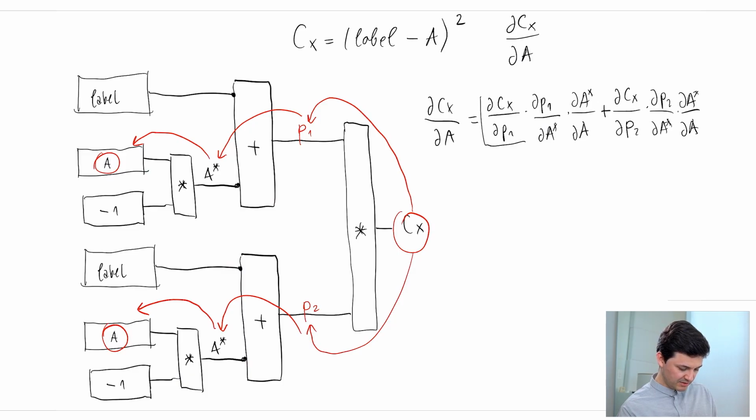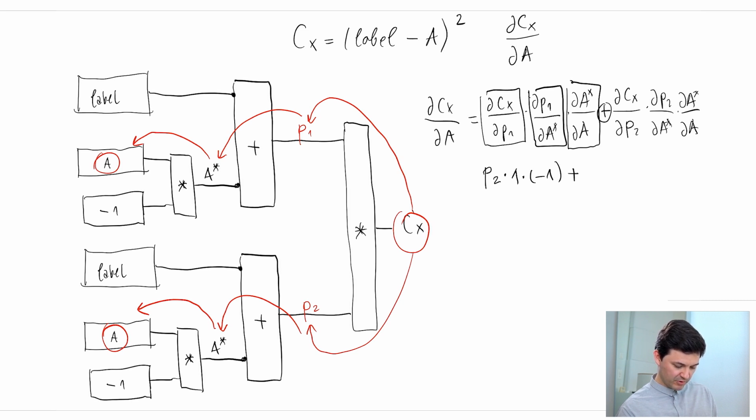So what would be the delta Cx in terms of delta P1? Well, this is just a multiplication circuit, so we know that the output will be the other element, so P2. So this will be equal to P2. Then, what is delta P1 in terms of delta A star? So this is this one in terms of this one. Well, as you can see, this is a simple addition, so the partial derivative will be equal to 1. So this is times 1. And then what is delta A star in terms of delta A? Well, this is again just a multiplication, and as we know, the partial derivative of A star in terms of A will be the other element, which is -1. So times -1. Now we have plus.